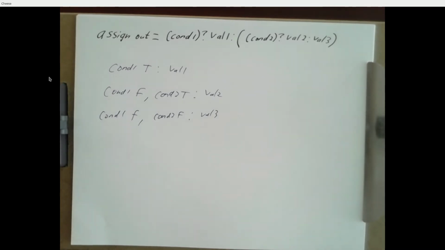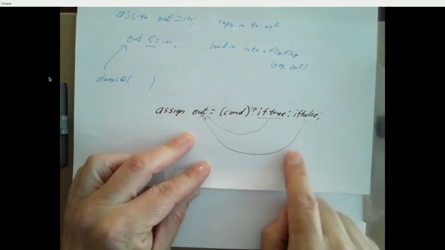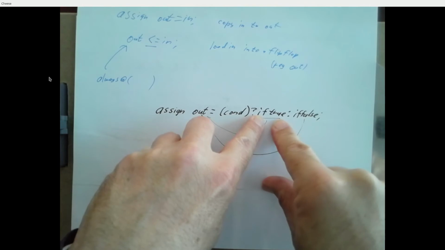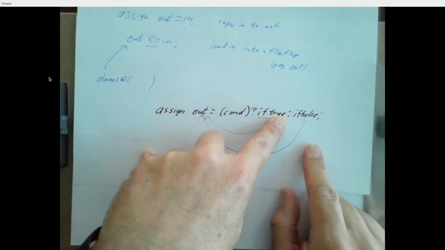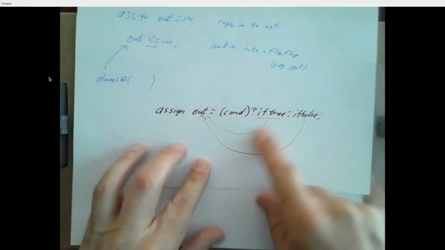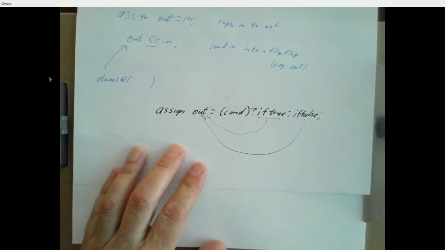You got your question? You kind of answered it. It was okay, just about how you write your assign. Yeah, so that general form. And this can be pretty much anything on either side of this colon. It evaluates that expression and it copies it to the thing on the left of the equal sign.